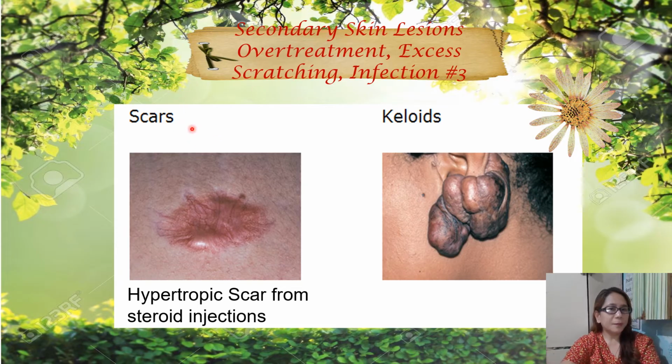Another example is the scars. An example here is the hypertrophic scar from steroid injections. You can also observe it in patients with a BCG injection, so look at your shoulder or it could be in the buttocks. Another form of scar is keloids. This is usually larger than the previous injury.